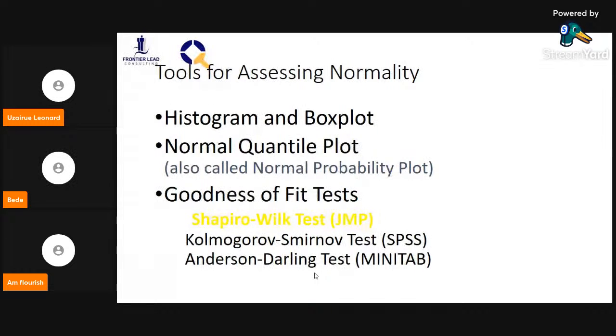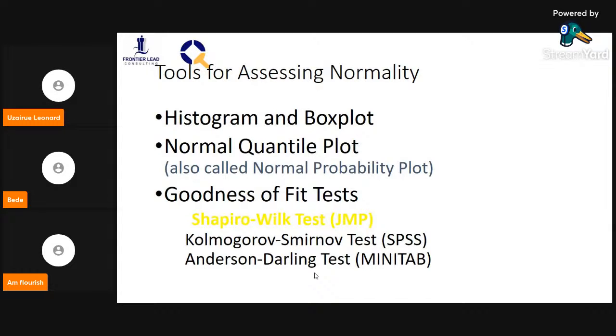Then the next thing is that you also check normality quantile plots, although we don't really use that. That normality quantile plot is also referred to as normality probability plot. Then the next one is that you do what we refer to as goodness of fit test. Now, this is actually very, very essential.